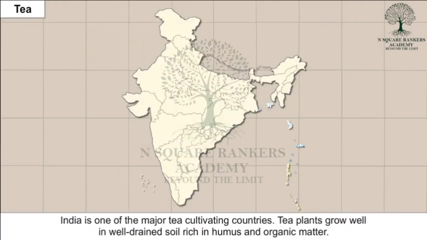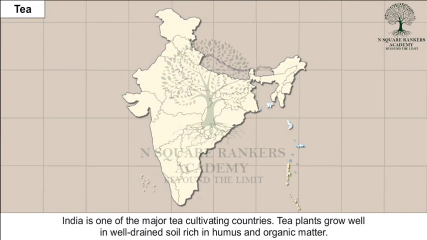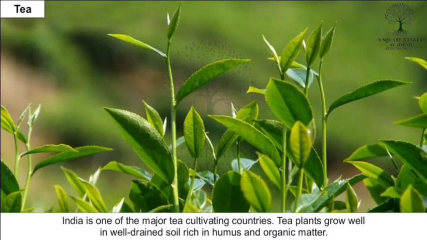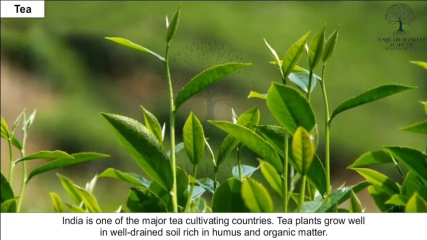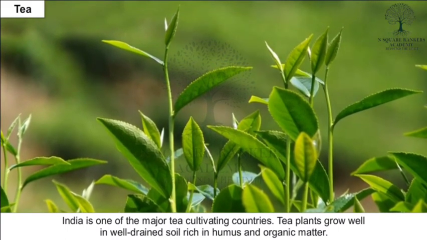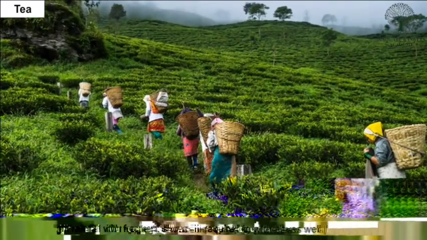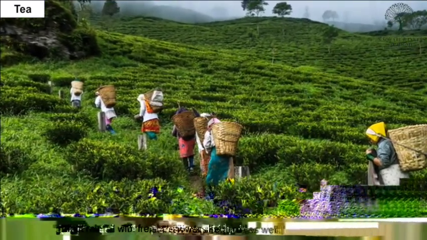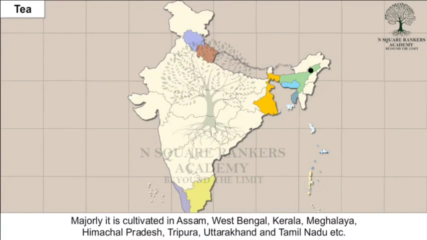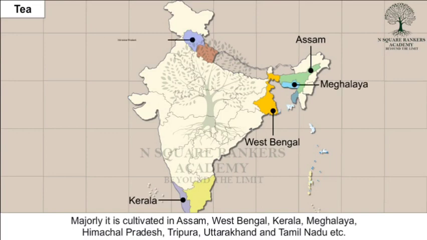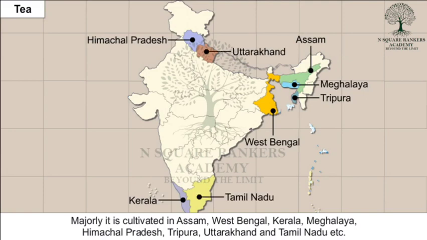Tea. India is one of the major tea cultivating countries. Tea plants grow well in well-drained soil, in humus and organic matter. Light rainfall with frequent showers is required to grow the leaves well. Majorly it is cultivated in Assam, West Bengal, Kerala, Meghalaya, Himachal Pradesh, Tripura, Uttarakhand and Tamil Nadu, etc.